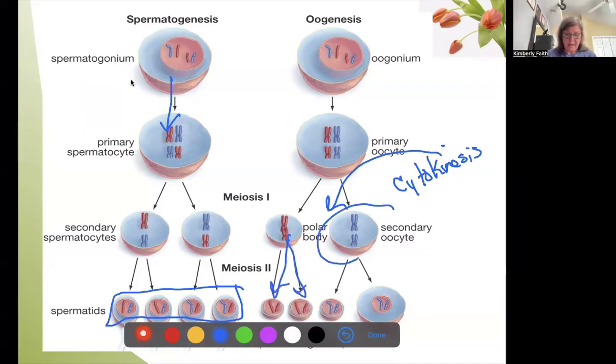And then we also, again, undergo uneven division of the cytoplasm content. So then we have another polar body and only one functional gamete, one functional egg. So with sperm, they end up going through meiosis. They have their four functional cells.